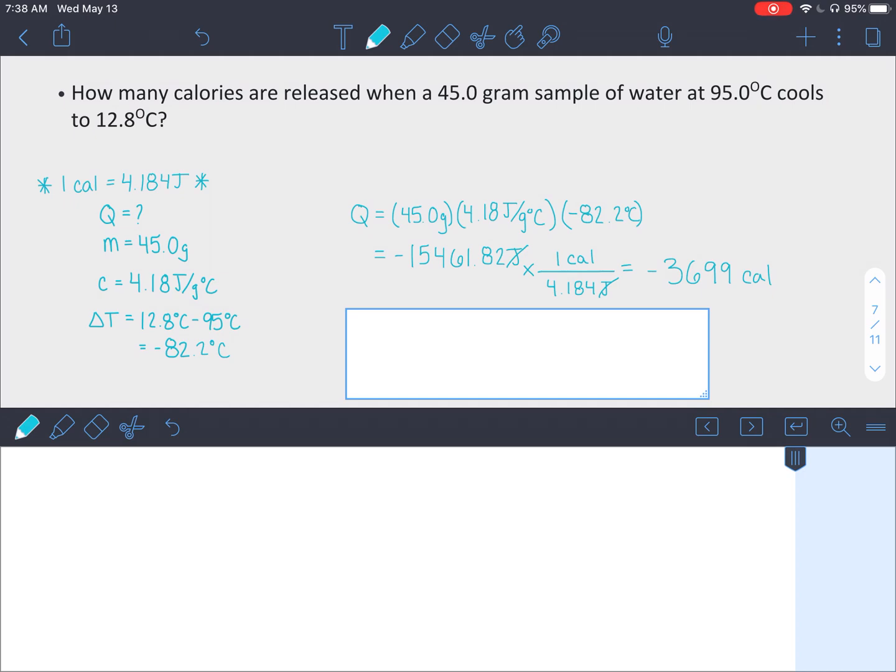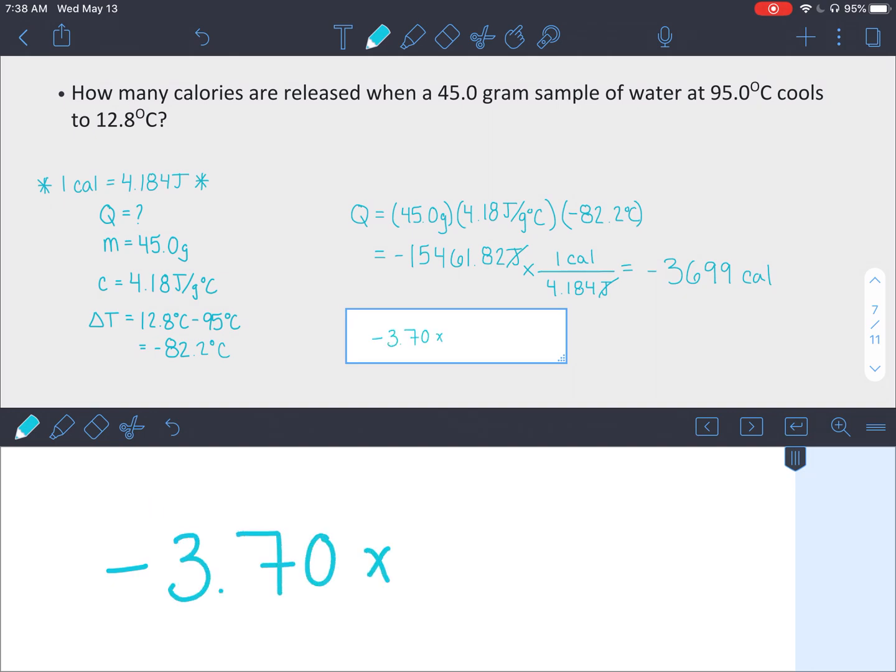So when you write your final answer, you can state this as negative or just knowing that the calories were released. That's really the same thing as having the negative sign there. If we round this to the correct sig figs, it would be negative 3.70 times 10 to the third calories.